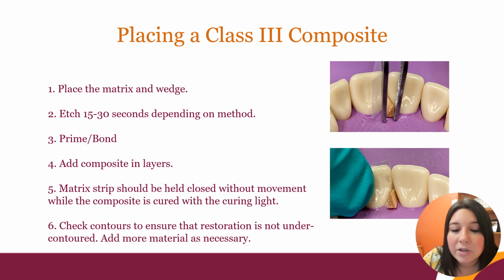And then lastly, you're going to check contours to ensure that the restoration is not under contoured. Take your Explorer and make sure it's not dipping down after it's cured. You want to make sure it even has a little bit of extra bulk material, that way you can polish it down. It's easier to start with excess material than it is to start with not enough. And then once completed, finishing and polishing will take place, but we're going to learn all that next week, so we're not worrying about that step quite yet.